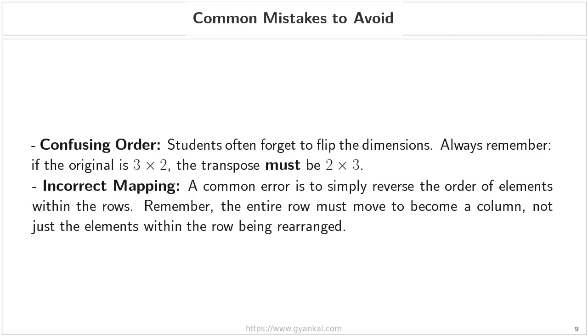Secondly, be careful with incorrect mapping. Some students mistakenly believe that transposing simply means reversing the order of the elements within the existing rows. This is incorrect. Remember the core rule we discussed earlier. The entire row must move to become a column. You are not just rearranging elements within a row, you are changing the orientation of the data entirely.